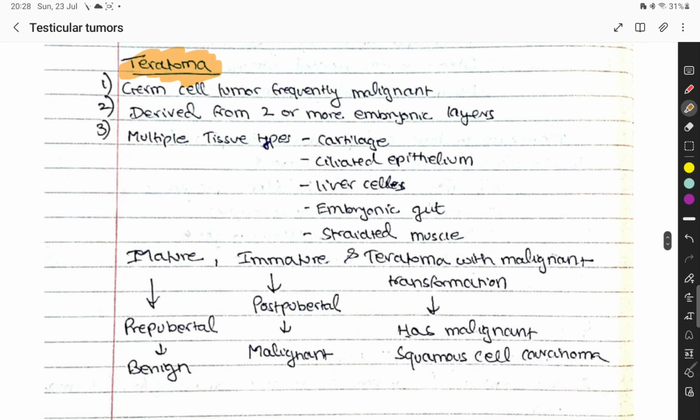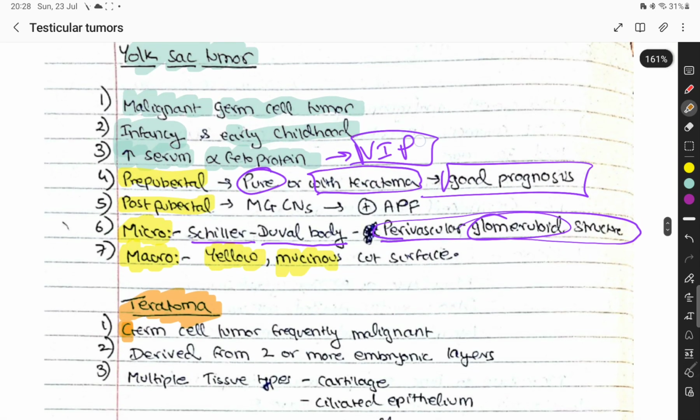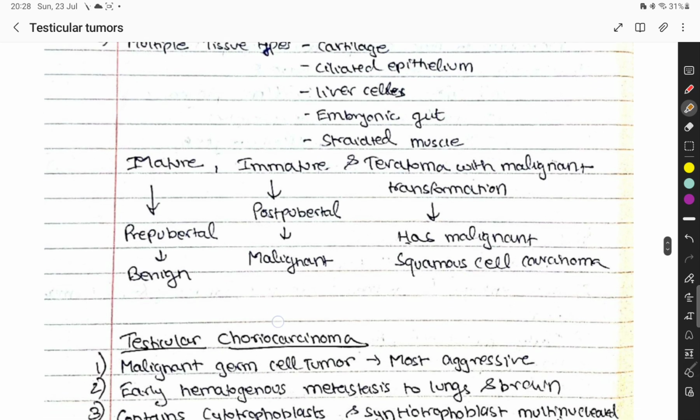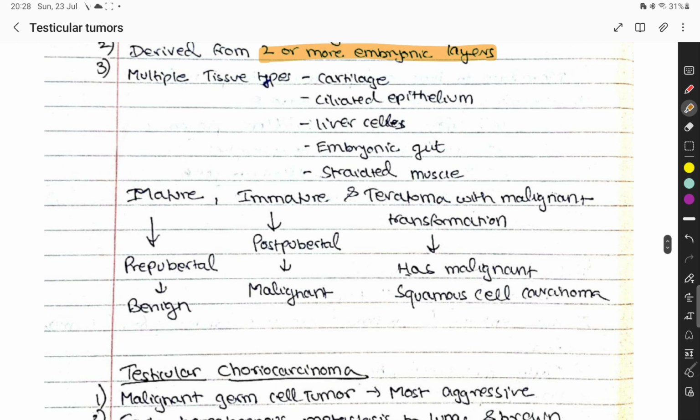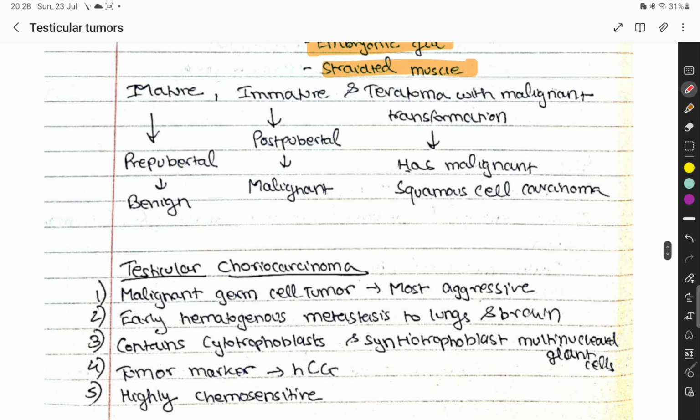Now, teratoma is again a type of non-seminoma. It's a germ cell tumor, frequently malignant, derived from two or more embryonic layers, with multiple tissue types. It can have multiple types of tissue because it can originate from different layers of the embryonal tissue. So it can be cartilage, ciliated epithelium, liver cells, embryonic gut, striated muscle. Now there are three types of teratomas: mature, immature, and teratoma with malignant transformation.